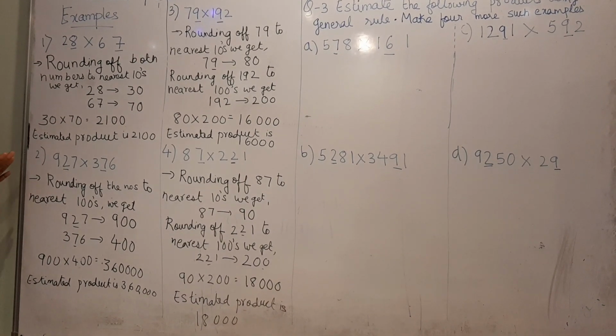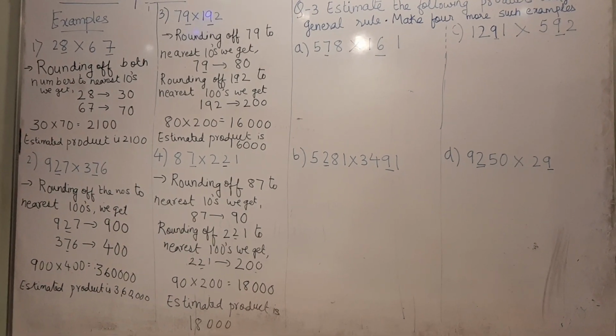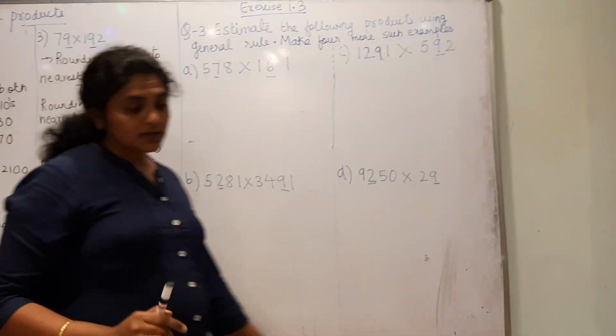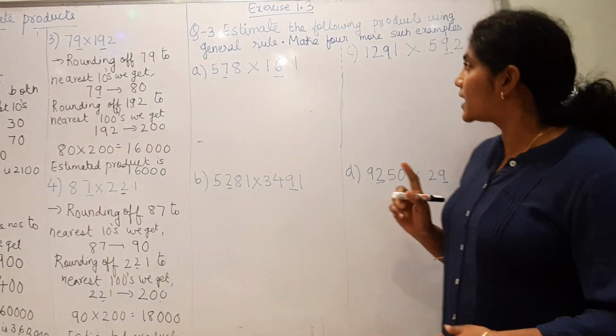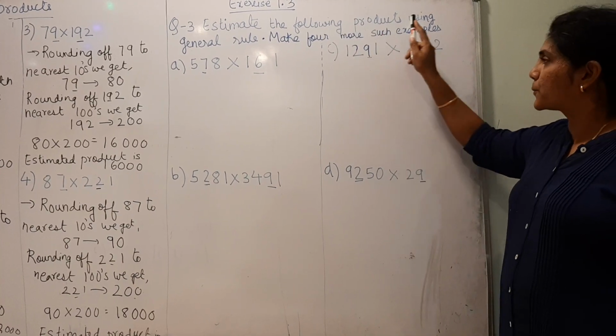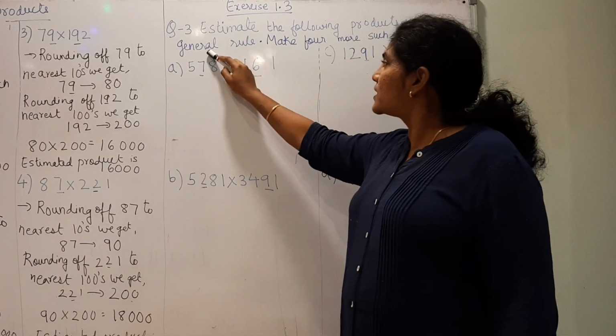So these are the 4 examples I have shown. Like this only you have to solve exercise 1.3. Third question. Now in the third question again it is written, estimate the following products using the general rule.